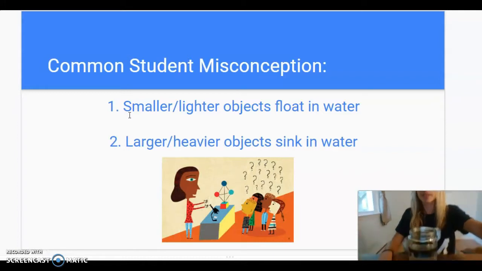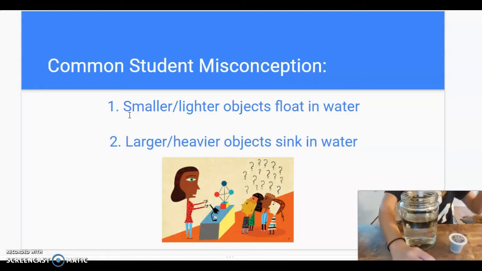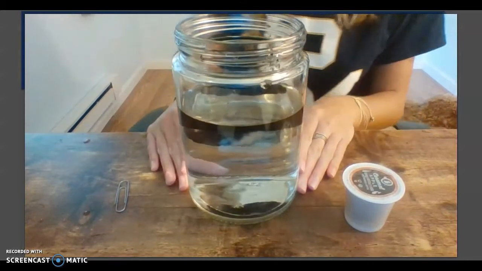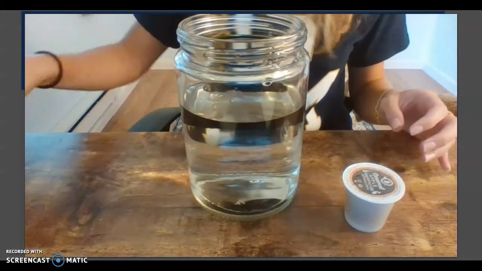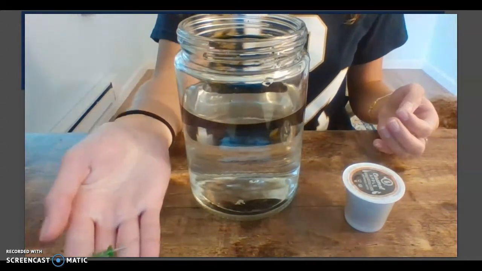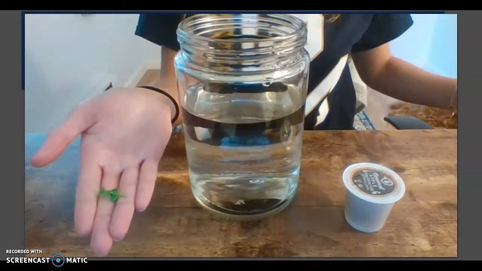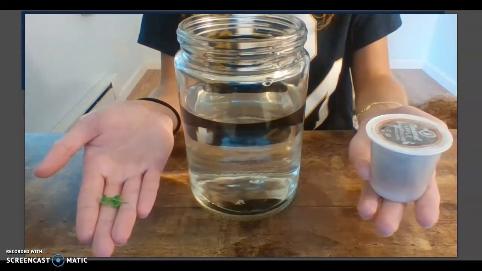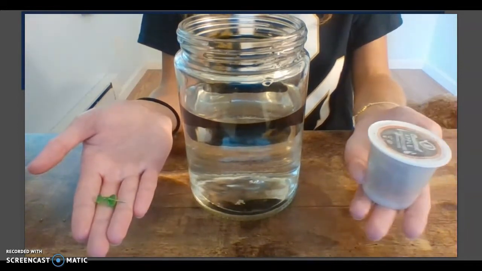So I would do the demonstration. I have a jar here, and I'm going to enlarge my screen so you can see. I have a jar of water here, and I picked an object like a thumbtack and an object like a K-cup, so that the students could see a smaller and a larger object.